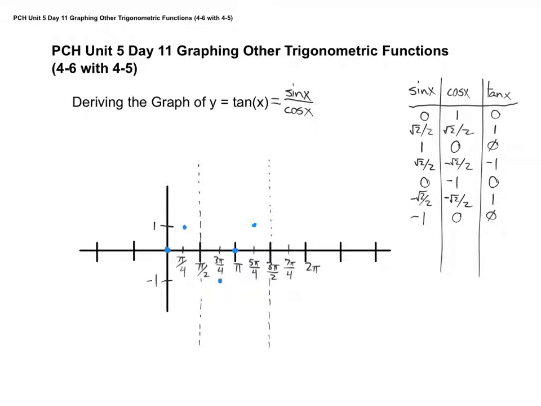All right, so let's see. Han, we're at you now. 7 pi over 4. What's the sine?